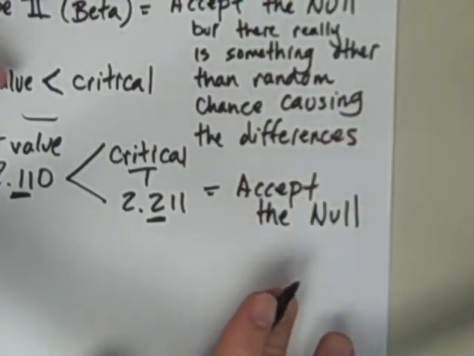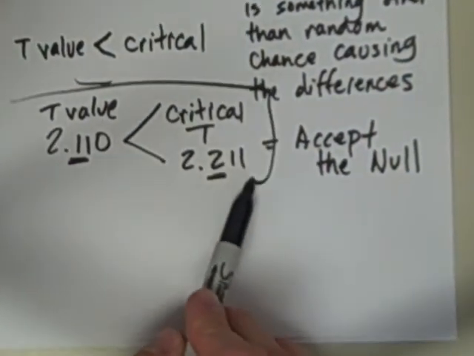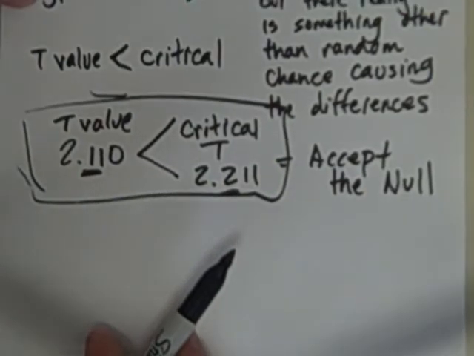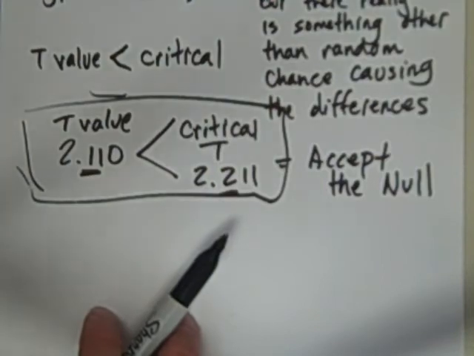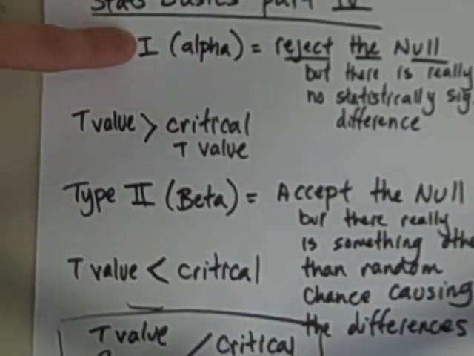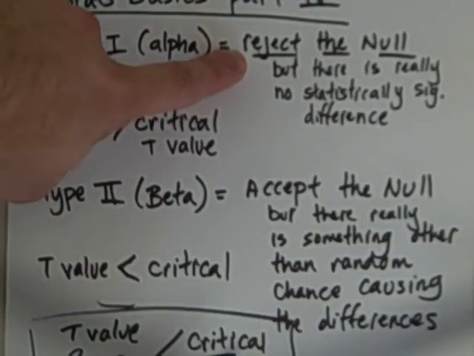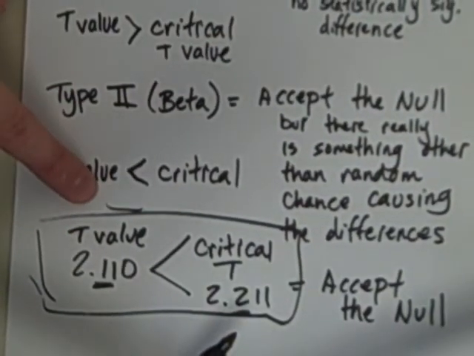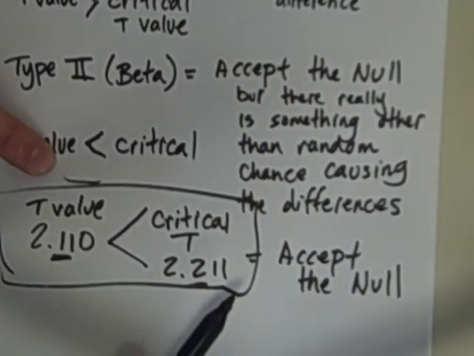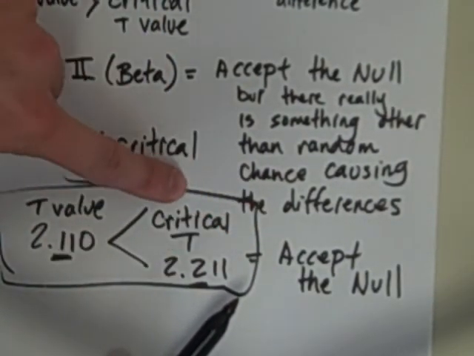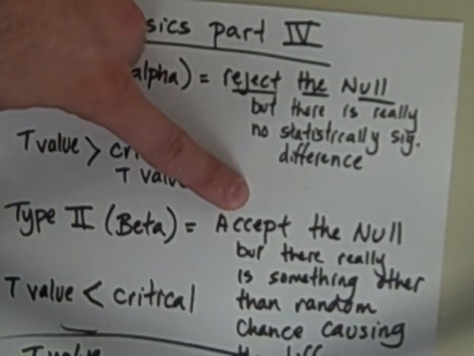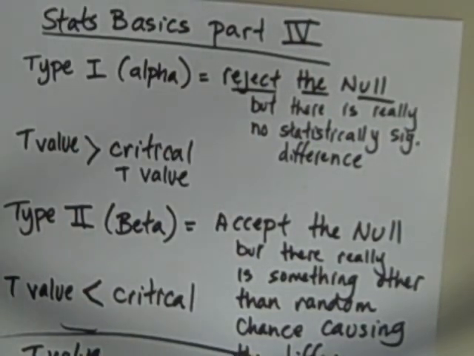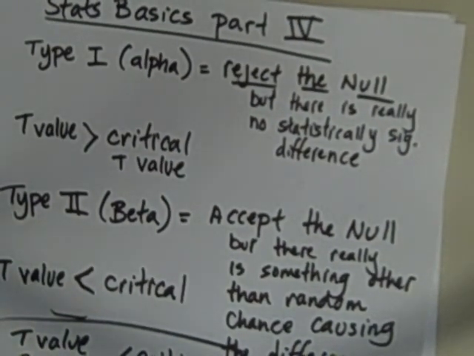So the point I'm making here is, if this is a situation where I have a t-value that is less than my critical, I have no chance of committing an alpha or a type 1 error. I can't do this because that requires that I reject the null. These values require that I accept the null. So the only thing I could do in this situation is commit a beta error. That's the one where I accept the null. Don't get confused, because we will try to confuse you.